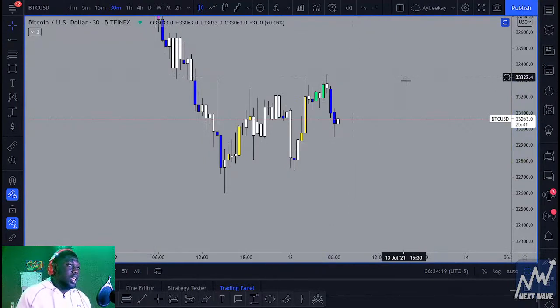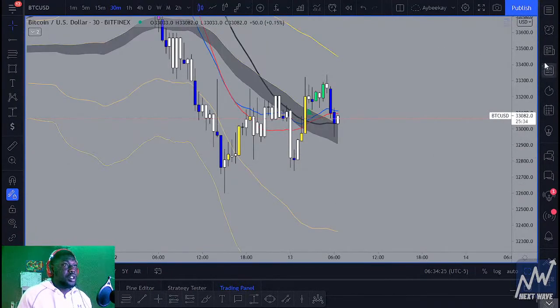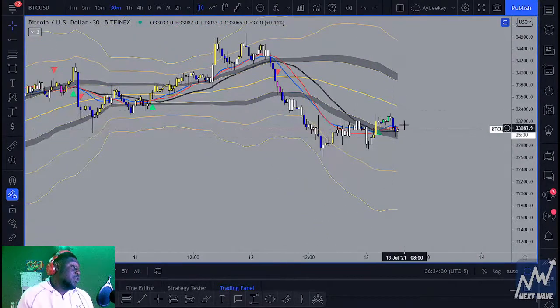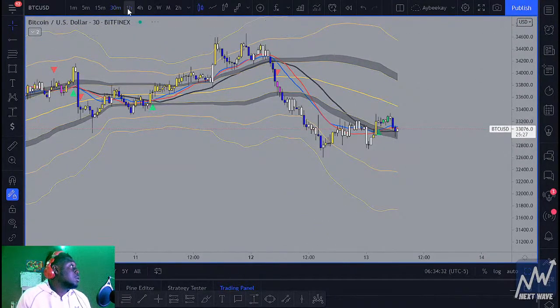If I were to get in, I need my 32,000 to get hit first. So it's just personal preference, guys. There's no right or wrong way to trade these. Again, 30-minute time frame's calling for a buy. Could go bullish, just not for me.